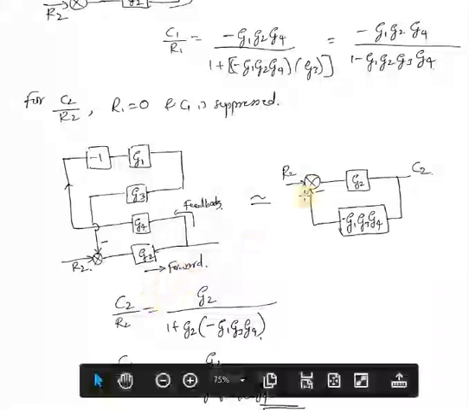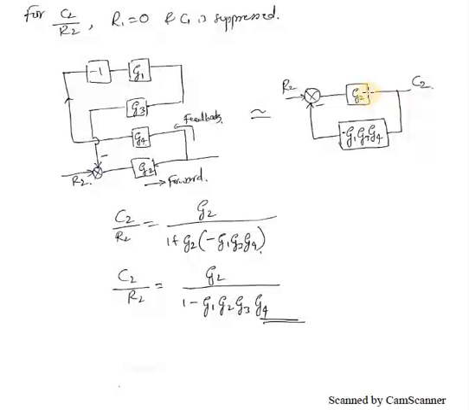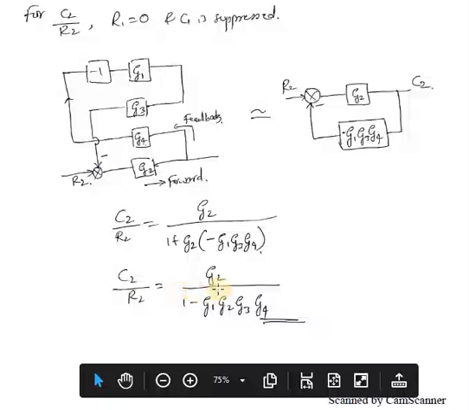So C2 by R2 will be, in the numerator, the transfer function of the block which is in the forward path, G2, divided by 1 plus, here it is plus because it has a minus sign, numerator as it is, into the transfer function of the block which is in the feedback path, -G1, G2, sorry G1, G3, G4. So the final transfer function is C2 by R2 equal to G2 by 1 minus G1, G2, G3, G4.